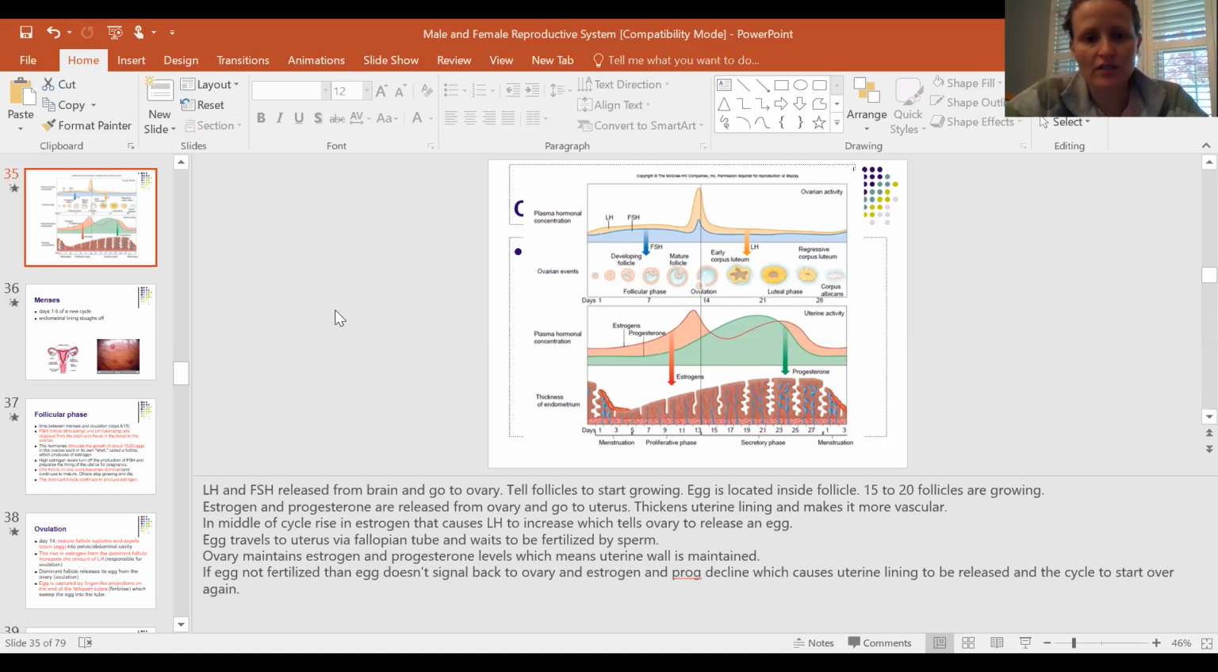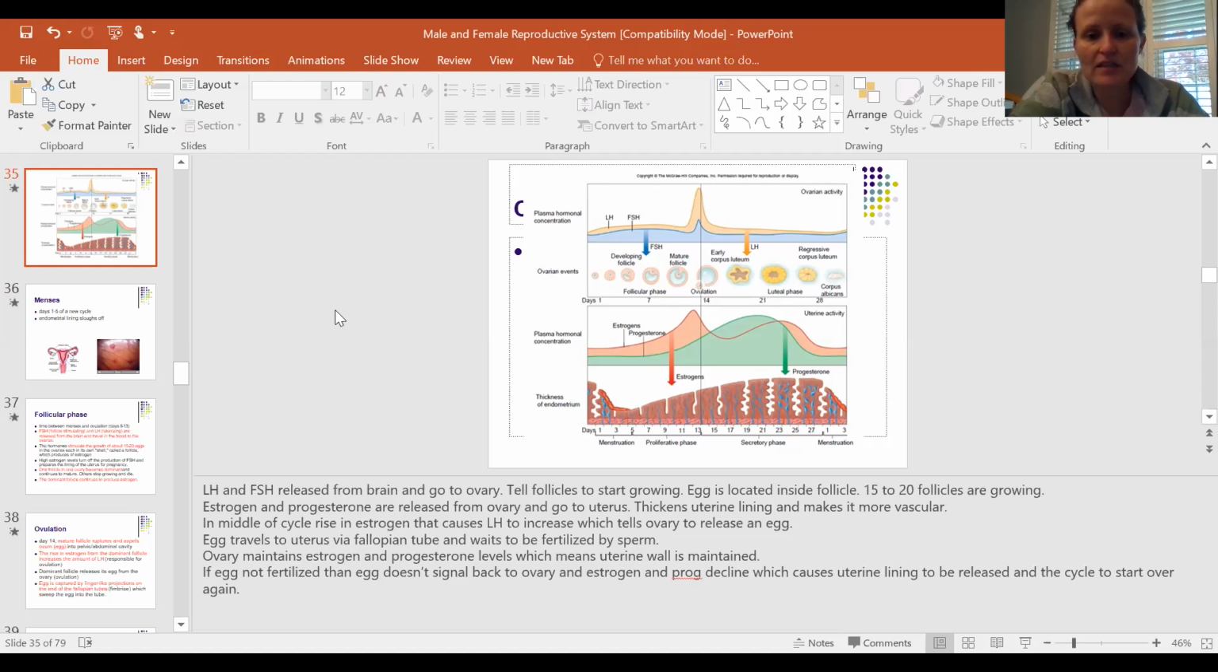Estrogen and progesterone: at the same time that the follicle is growing, the ovary is going to release progesterone and estrogen, which go to the uterus and tell the uterus to thicken the lining of the uterus and make it more vascular, so that if a fertilized egg was available, it has somewhere to implant on the uterine wall. In the middle of the cycle, whenever that might be, estrogen goes up, LH goes up, and that tells the ovary it's time to release the egg. And hopefully you guys watched that ovulation video. It's a little bit creepy looking, but hopefully you watched it from the previous day.